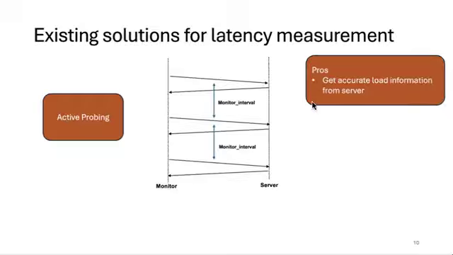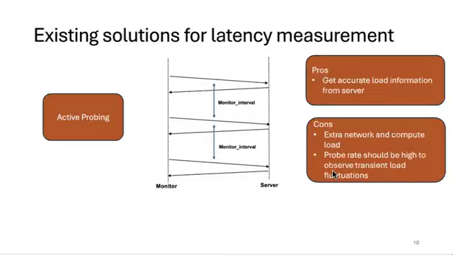One of the main advantages of active probing is that it can get accurate load information from the server directly. But the disadvantage is that it incurs a network load as well as a compute load. Now, to get the granular latency or load measurement from the server, the probe rate has to be frequent enough.